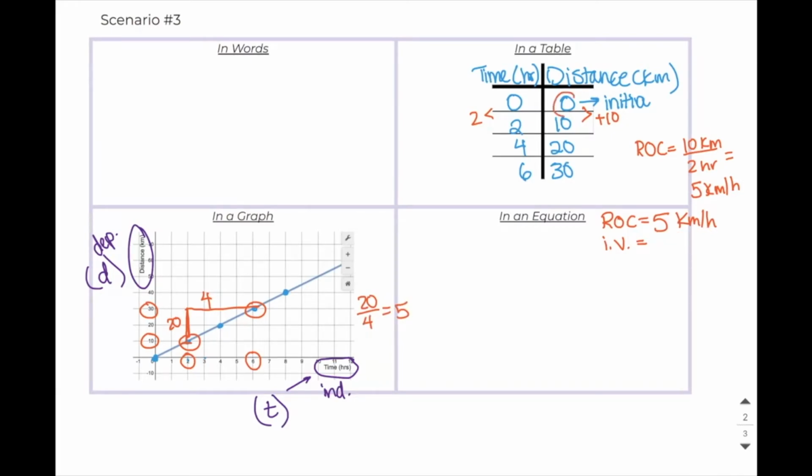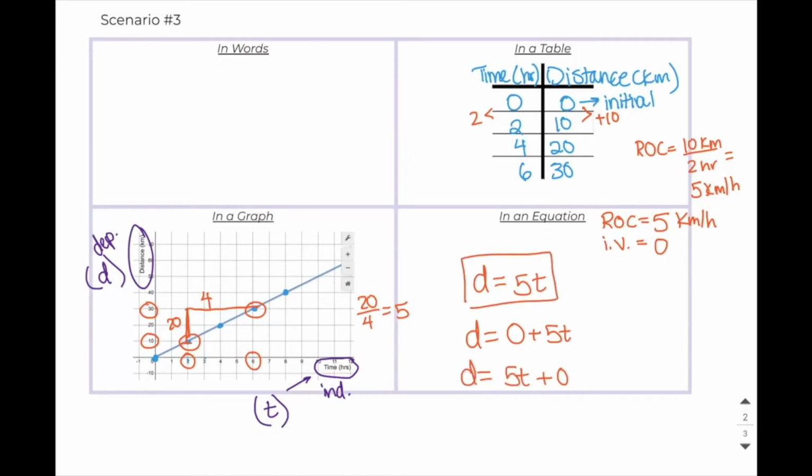Here, our initial value we know is 0. So we can say a couple of options right here. We can say that our distance is equal to 5 kilometers for every hour. And we don't have to put anything else down because the initial value is 0. So we don't have to include that 0. Or we could say our distance is equal to, we started right at the beginning, we hadn't gone anywhere at all, plus an additional 5 kilometers per hour. Or we could say 5 kilometers per hour, plus we started right at 0. But this is typically how you will see it.